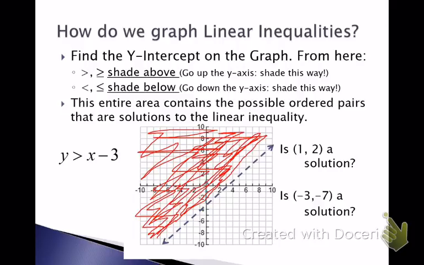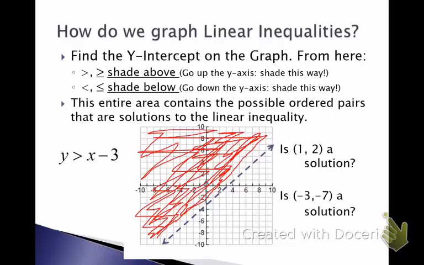That's not a bad rule of thumb. If you go to your y-intercept, and if it's greater than or equal to, shade all the points above that y-intercept. Okay? And if it's less than or equal to, shade below. It's not a bad rule of thumb. It's just as that line tilts and becomes more vertical, it can be kind of tough to tell.